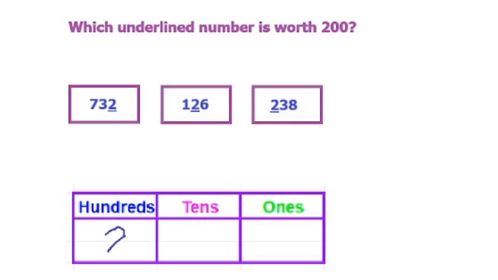So 2, and let's underline it, and then we have the 3, and then we have the 8. So 238 is the number that has the 2 that is worth 200.